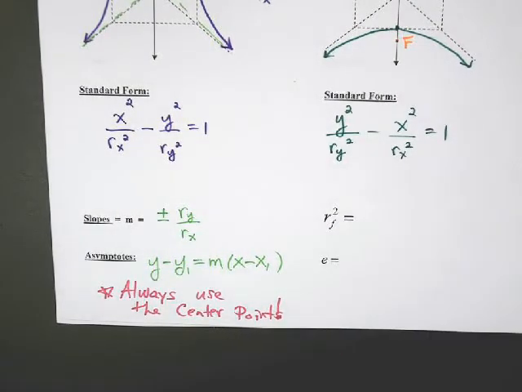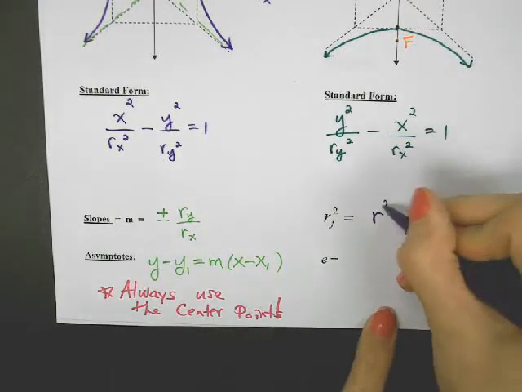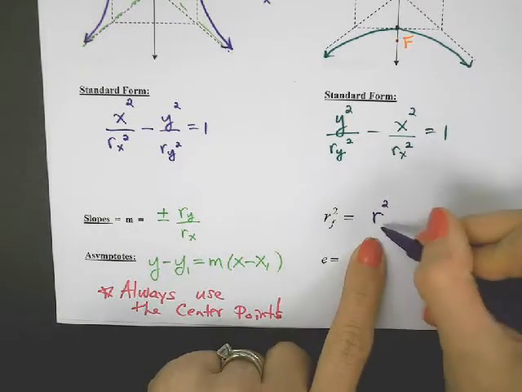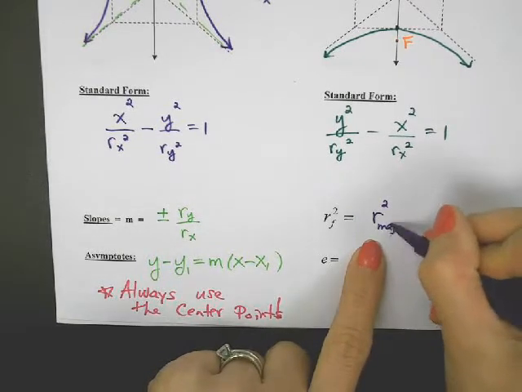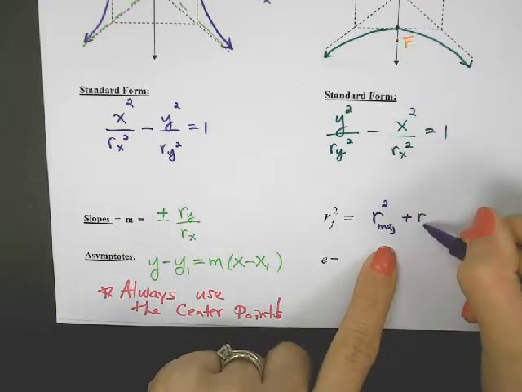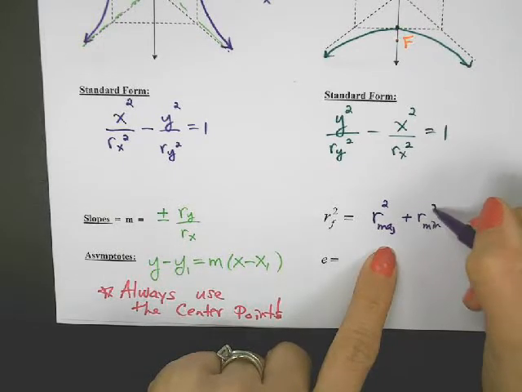For r sub f, we need an equation for r sub f, and it's r squared, and we're going to put the major one, and then plus r minor squared.